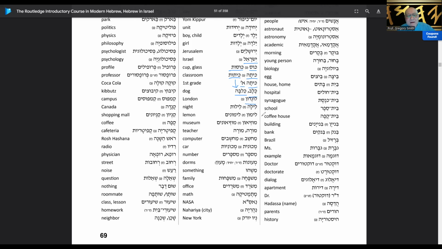London. London is like the capital of England. Lila and Lelot, night or nights. Limon for lemon. Limonim would be lemons, plural, right?